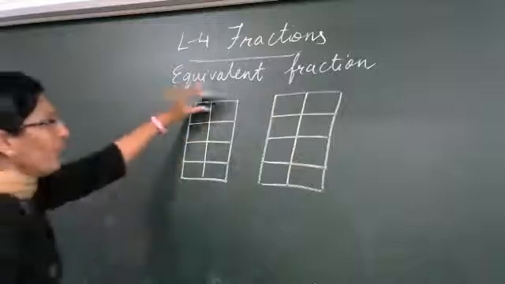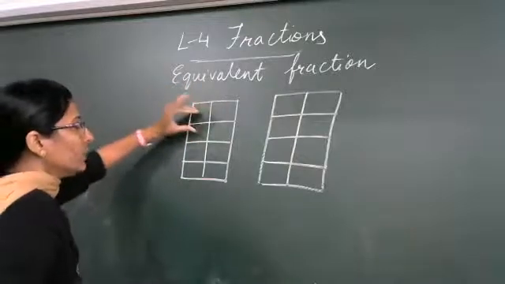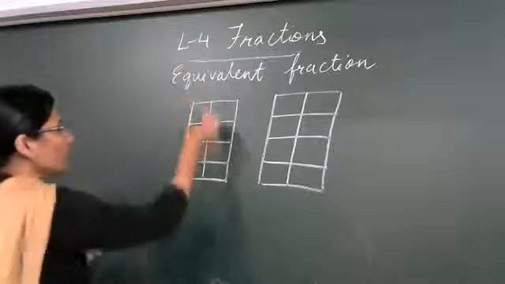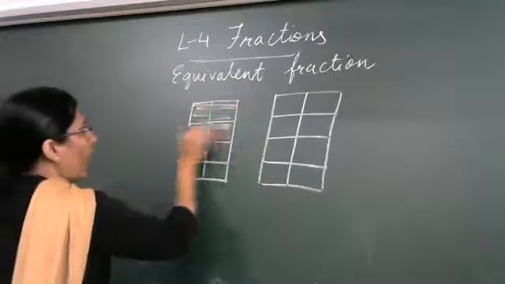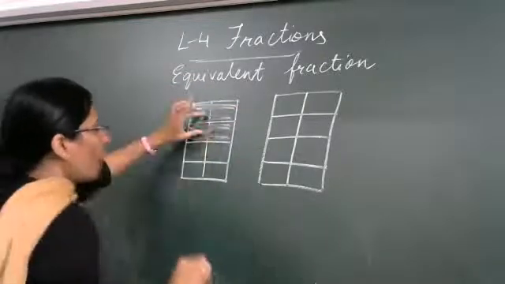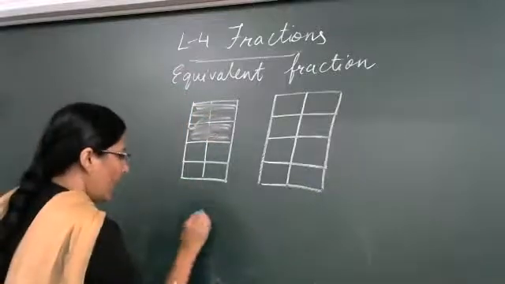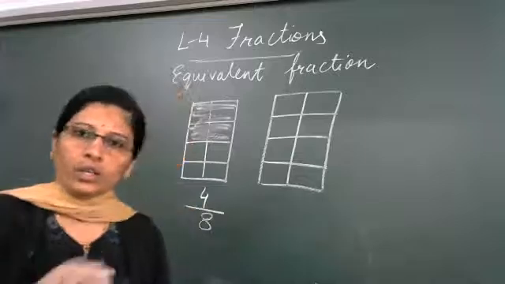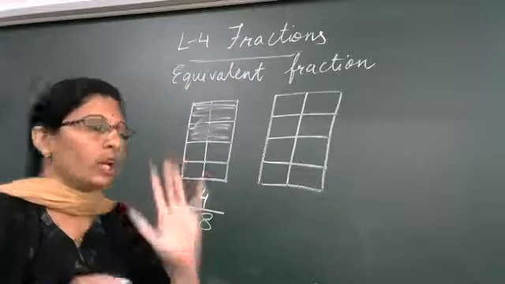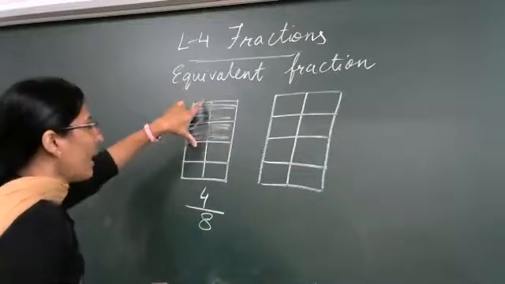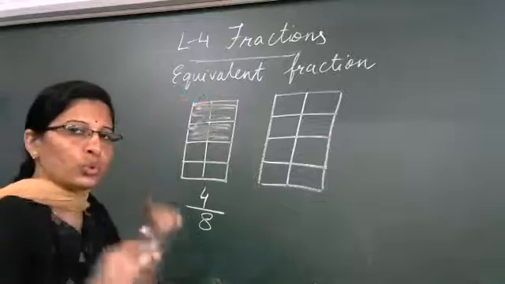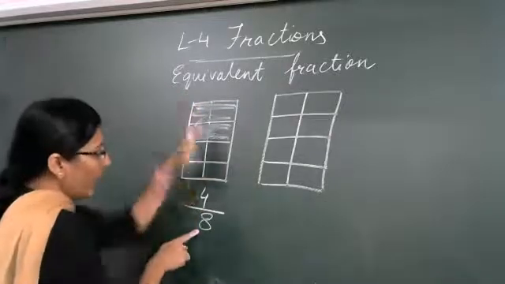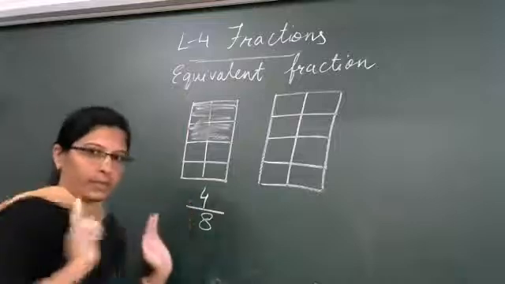Now here, if you have a bar with 8 parts, from this you removed half of it. How many parts? 4 parts you have removed. From 8 parts you removed 4 parts and gave them to your friend. Okay. Now that means out of 8, 4, means 4 by 8.